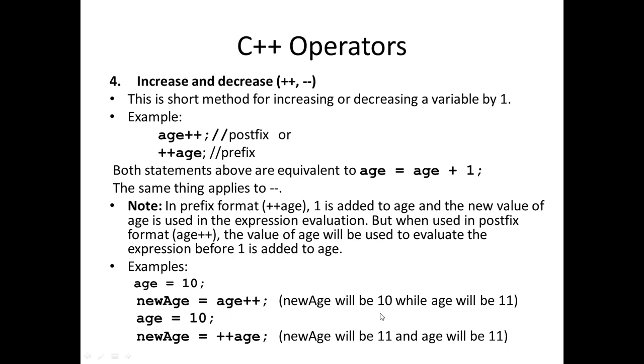That is postfix. But when we come to prefix, newAge = ++age, what we're saying is this: increase me first before assigning me or using me. So in that case, newAge will be 11, and age will be 11, because it was increased by 1 before it was assigned to the left-hand side. We are going to the C++ Code::Blocks IDE to demonstrate these things.